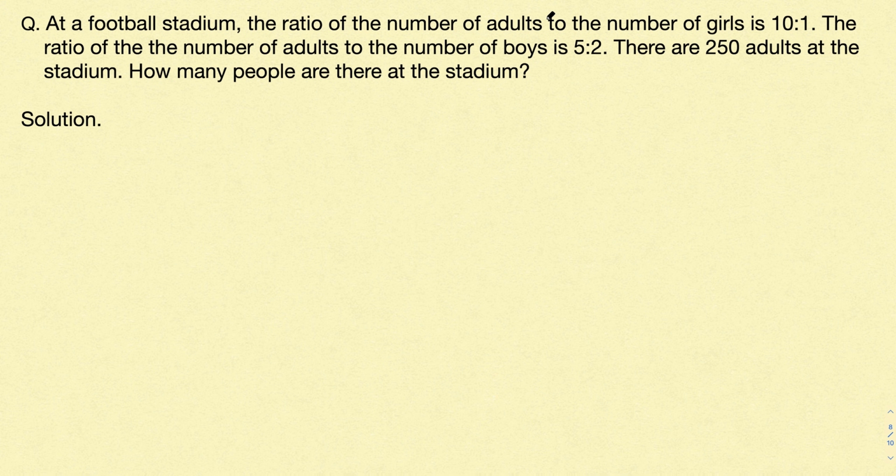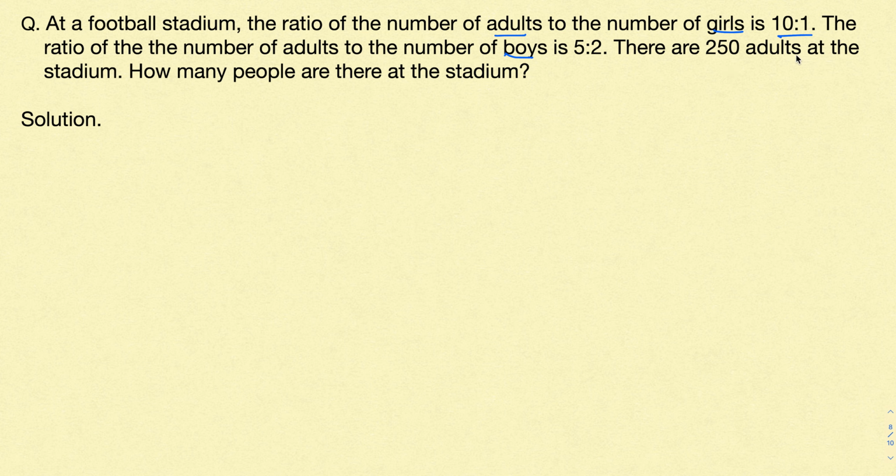So what we have here is a football stadium, maybe some match is going on, and there are lots of spectators, right? So the three categories are adults, girls, and boys. In the first case, the ratio of the number of adults to the number of girls is 10 is to 1, right? So adults maybe includes both men and women. So adults is to girls is 10 is to 1.